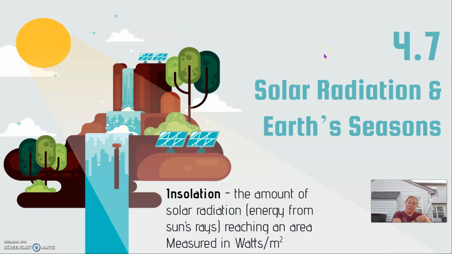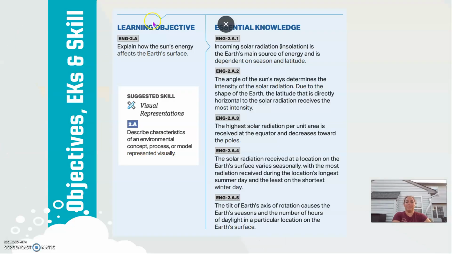So you heard from Mr. Smedes about the Coriolis effect. Now we're going to talk about solar radiation and the Earth's seasons. We're going to talk a little bit about how the Earth is impacted by the sun in terms of seasons and weather. Remember that insolation is the amount of solar radiation, or energy from the sun's rays, that's reaching an area. And insolation is measured in watts per meter squared. So how much energy is reaching the Earth's surface from the sun in watts per meter squared.